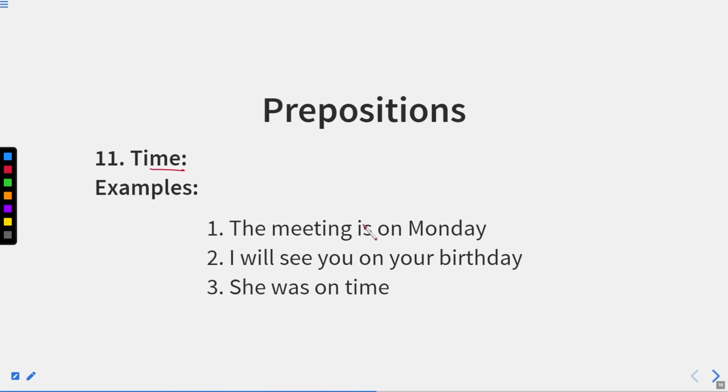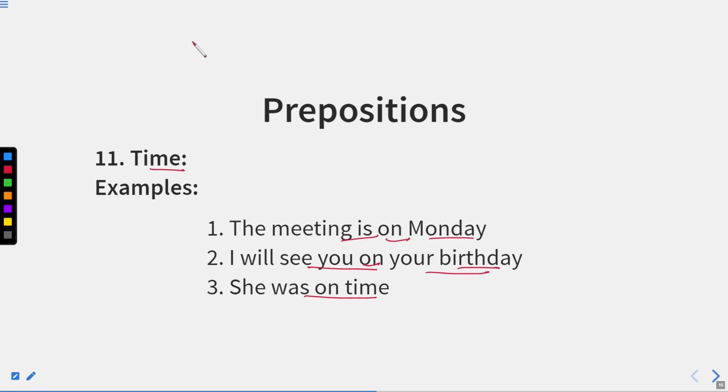Now let us move further. For time, the meeting is on Monday. So Monday is a day, which is a short time duration, so we can use the preposition on. I will see you on your birthday. Again, birthday is a particular event, so we can use the preposition on. She was on time. It means she was exactly on that particular time, which was the safe part of that particular time. It means she's not late.